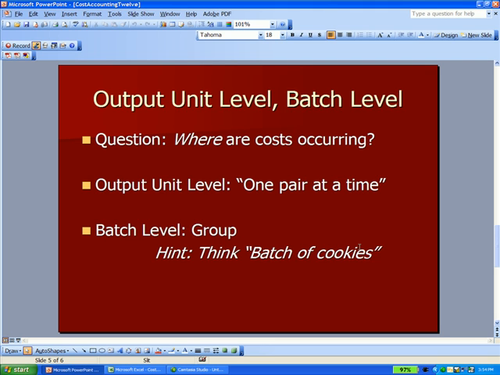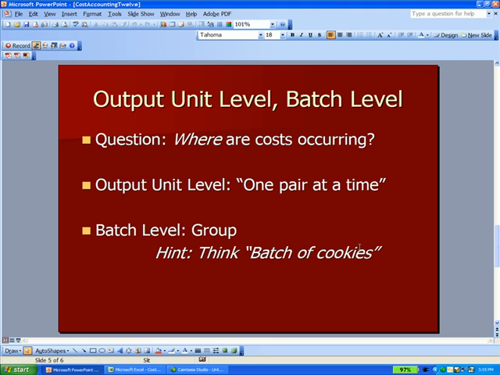And finally, output level per unit versus per batch. We haven't talked about batch yet, and this addresses the question, where are our costs occurring? And we can look at it a few ways. One might be, we're going to look at costs one pair of jeans at a time. We're putting in direct labor, direct material into each pair of jeans.